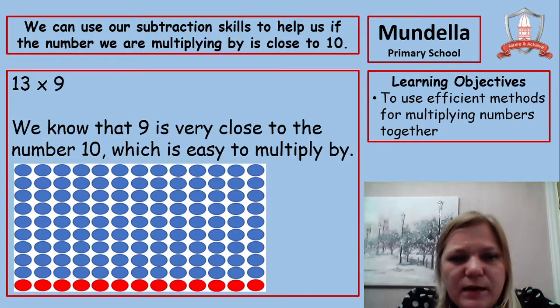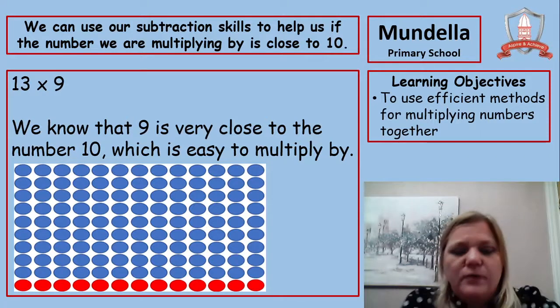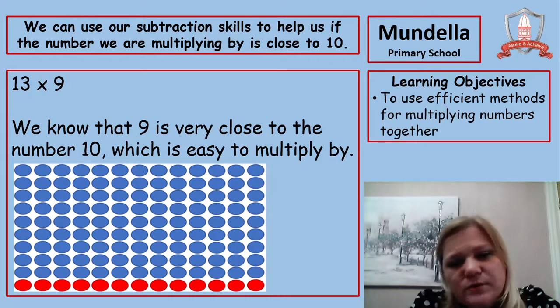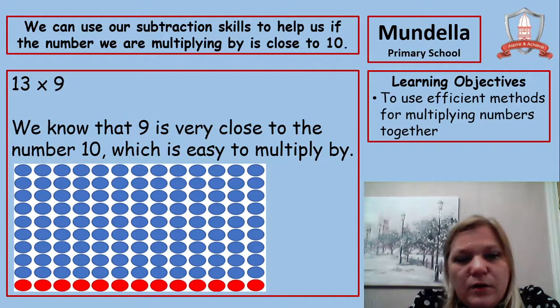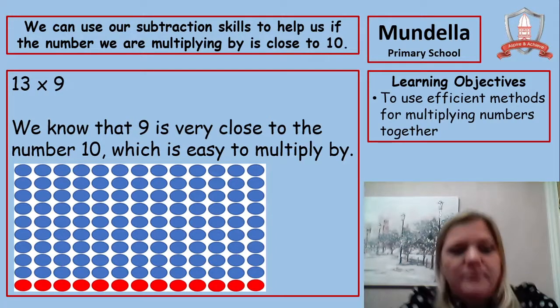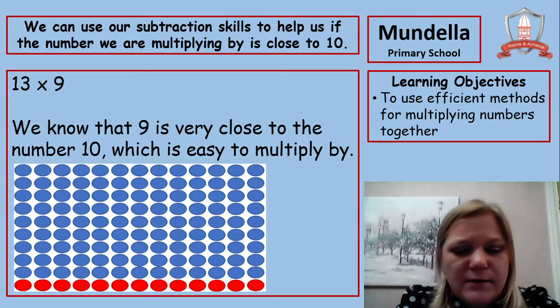It's 13 times 9, and you can see that there's an array down here, and all of the blue dots are 9 lots of 13. Okay, and the red dots represent another lot of 13. So all together we've got 10 lots of 13, but we only really want to know the number of blue ones, but it'd take ages and ages to just count them, so we need an efficient method for multiplication to work that out.